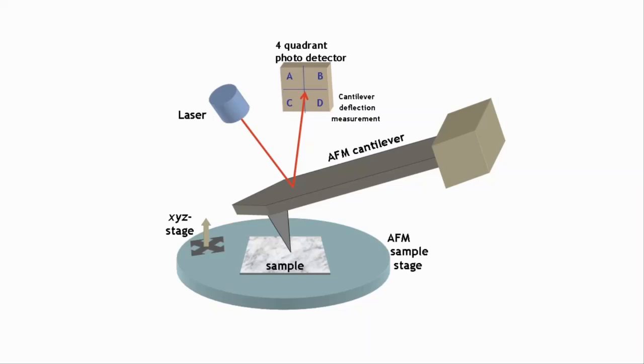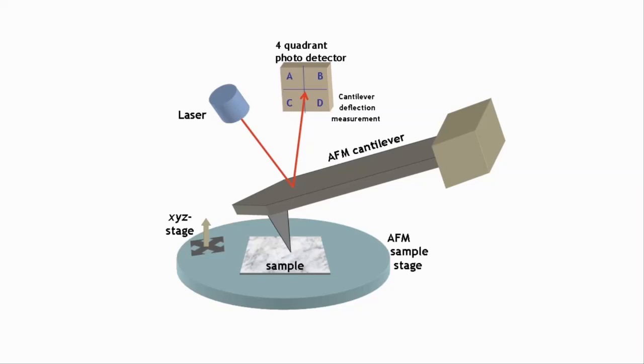Now, a laser beam is pointed at the top of the cantilever, and the beam reflects from the top of the cantilever into a detector. As the cantilever moves up and down, it deflects the laser beam, and by tracking how the laser is deflected, a computer can build up an image of the topography of the sample.